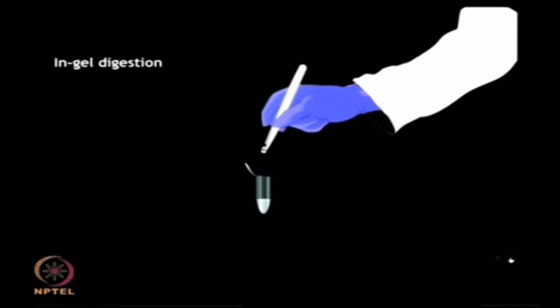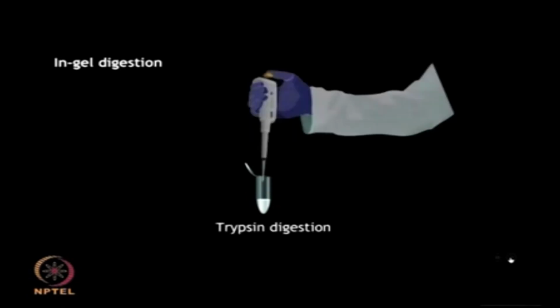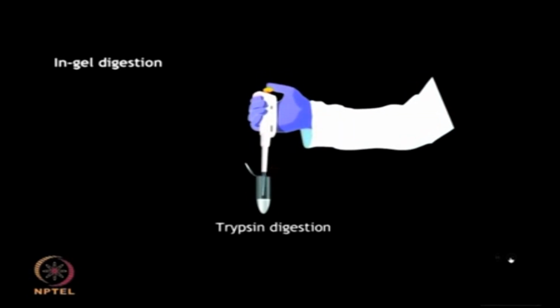So, depending upon the application, if you have purified a protein, you can separate that on the gel and then cut that band, or if you have a mixture of proteins in a 2D gel, you can just excise that particular spot. A spot can be dissolved in a suitable buffer. Trypsin is then added to this mixture in order to carry out digestion of the protein.